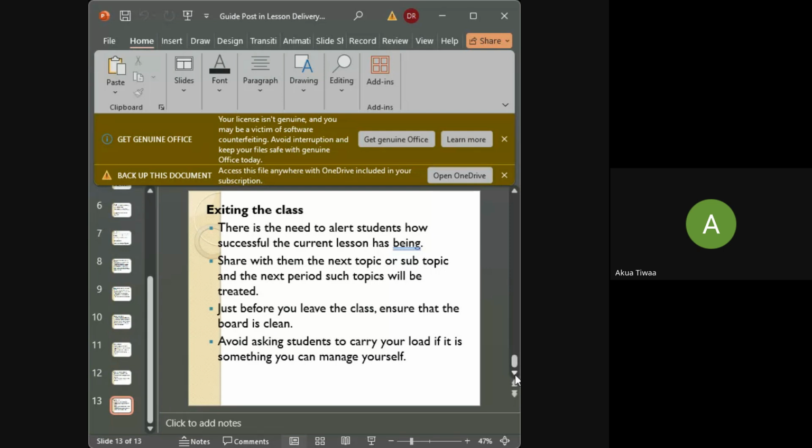Unless, of course, it is notes that they are copying and you feel that they are not done. So they have to copy it. But if you are done, the writing on the board has nothing to do there. Just rub it and then make sure the board is clean for the next lesson.